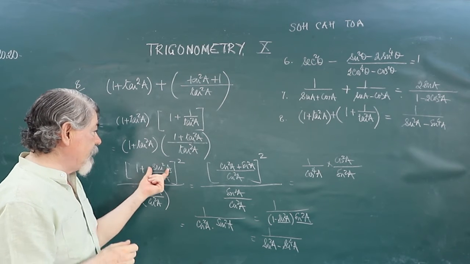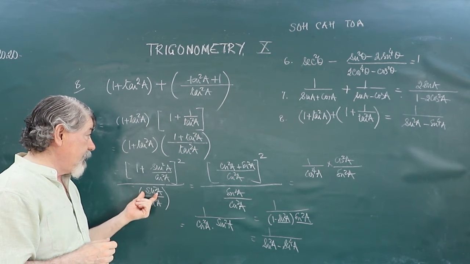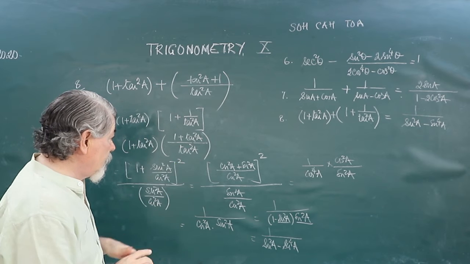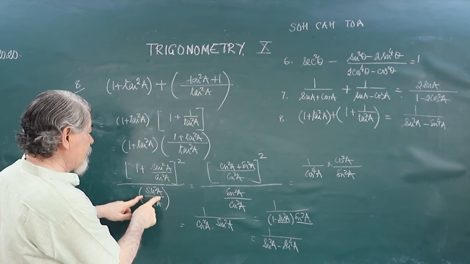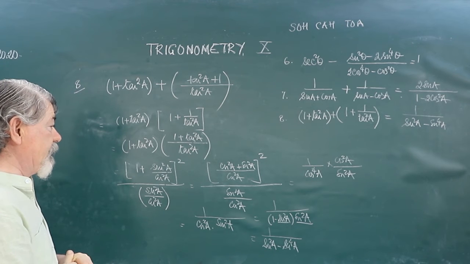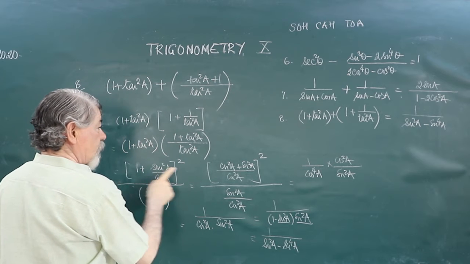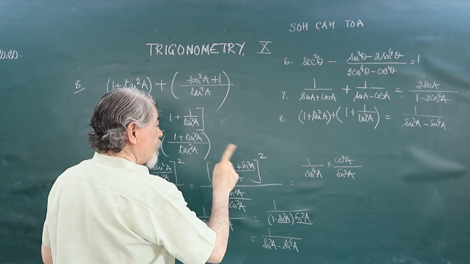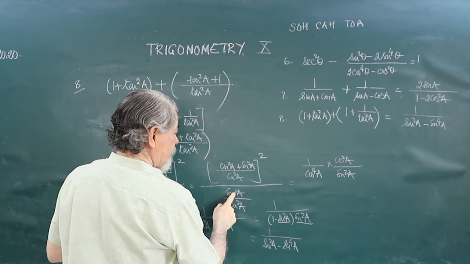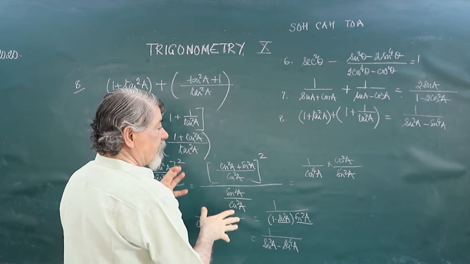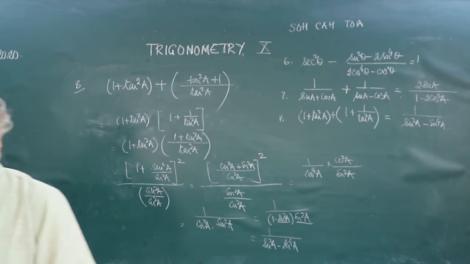And that tan square A I converted as sine square A upon cos square A. Here also tan square A was left, so we converted this as sine square A upon cos square A. And then this was whole square, so we took LCM cos square A plus sine square A, which is 1 upon cos square A to the power 2. And here it is sine square A upon cos square A. Now it is simple simplification.